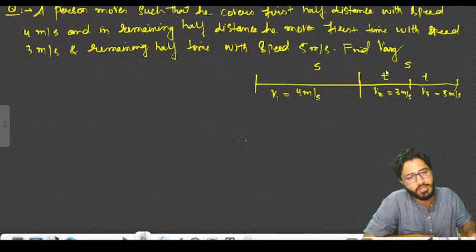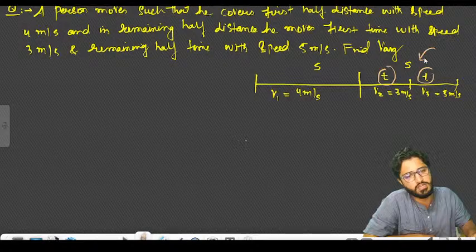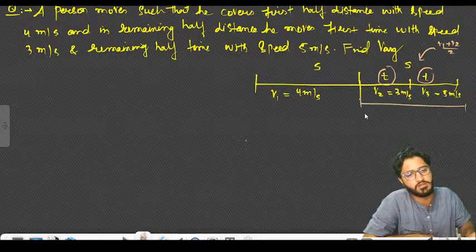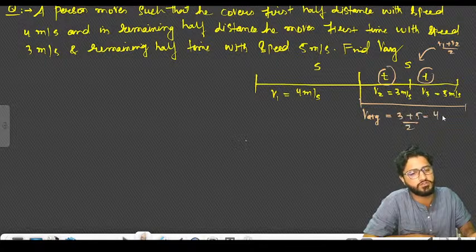Look now. I guess here timings are same. If timings are same, in this interval I will write v1 plus v2 divided by 2. So between these two intervals, what is v average? V1 is 3, v2 is 5, divided by 2. 5 plus 3 is 8, 8 by 2 is 4. It is 4 meter per second.